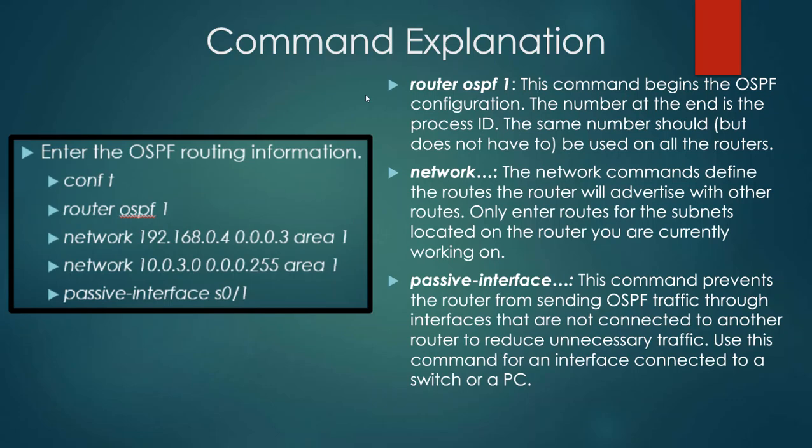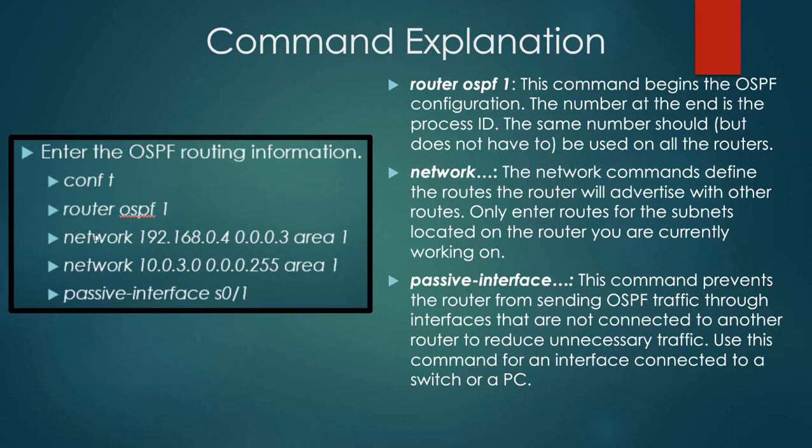So the first command that you need for OSPF after conf t is router ospf, and then the process ID. This command begins the OSPF configuration. The number at the end is the process ID, so we're using 1 here. The same number should, but doesn't have to, be used on all the routers. You can use different process IDs between routers. It's recommended to use the same one just for simplicity. Most likely it's just going to be 1. Process ID number doesn't really matter.